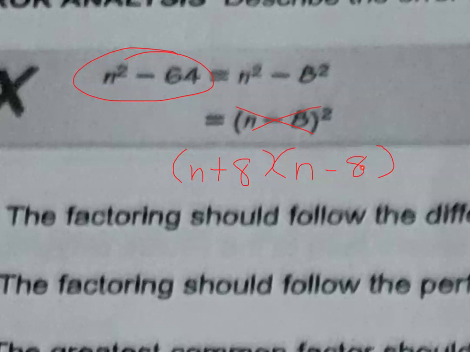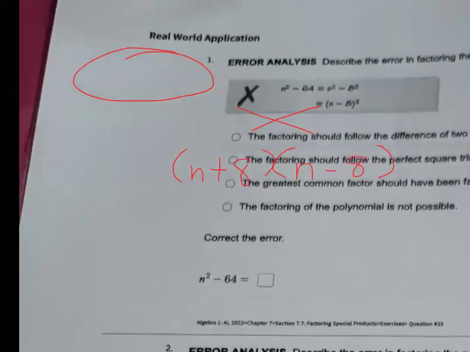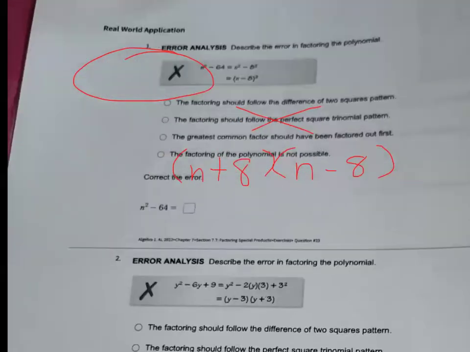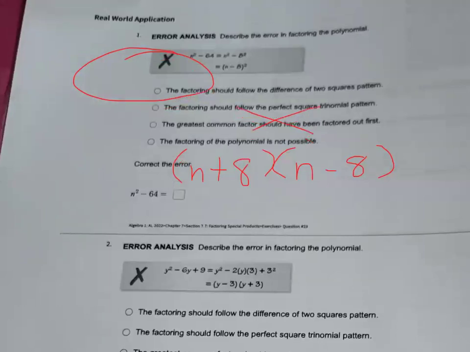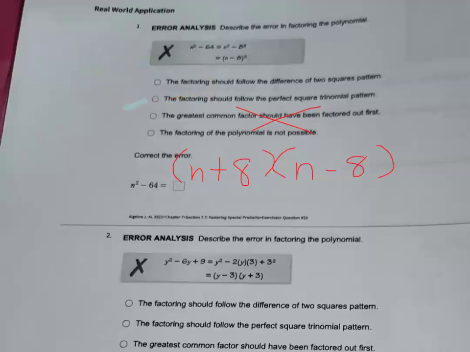So to see what the error is, it says the factoring should follow the difference of two squares pattern, and that's this one. So that's what we wanted for that one. Then you correct the error, and it's just n plus 8 times n minus 8.